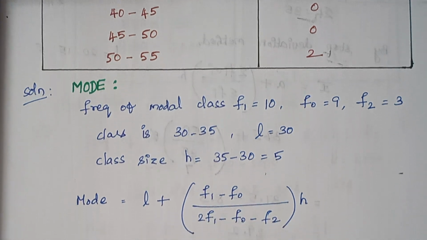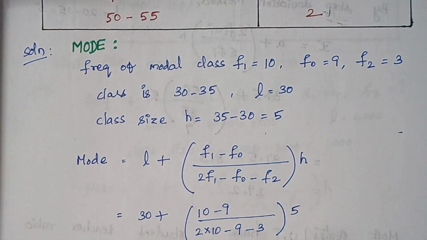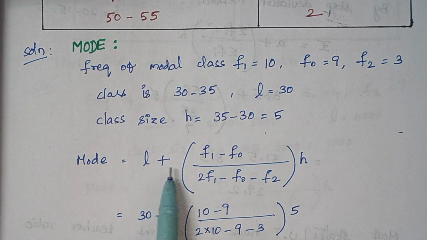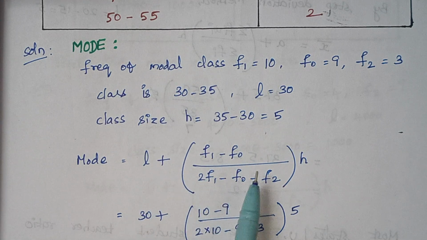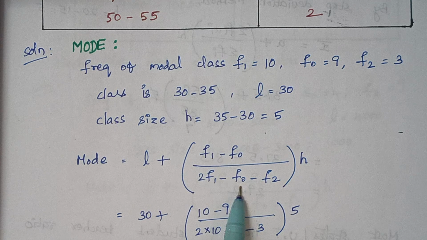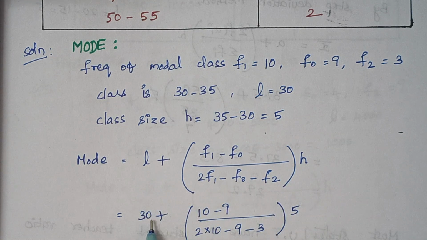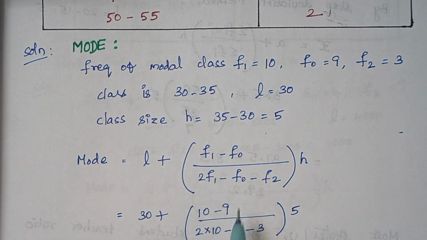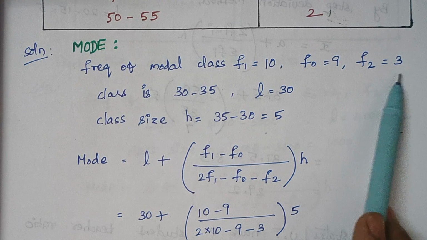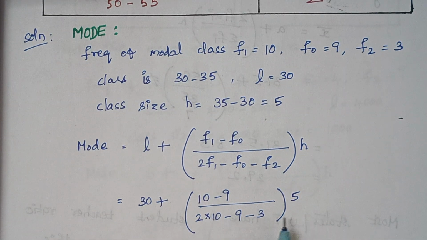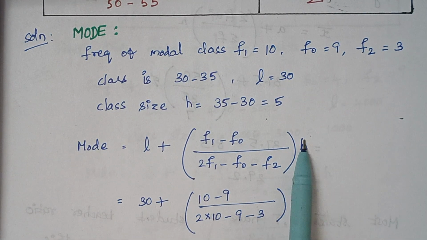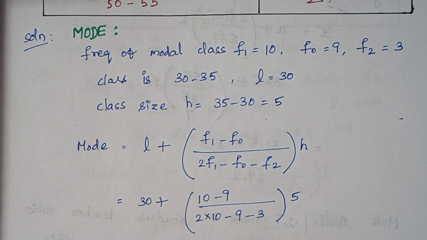Now, the formula for mode. The value of mode is given by L plus F1 minus F0 divided by 2F1 minus F0 minus F2, into H. So what is the value of L? It is 30. F1 is 10 and F0 is 9, and F2 is 3. So just substitute the values. What about the value of H? Here the value of H is 5.